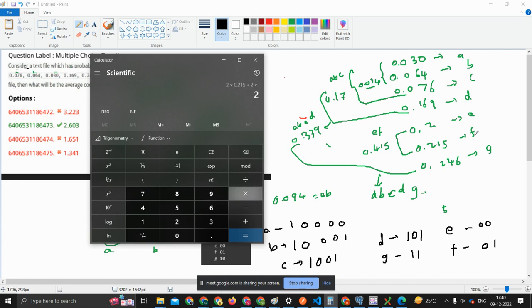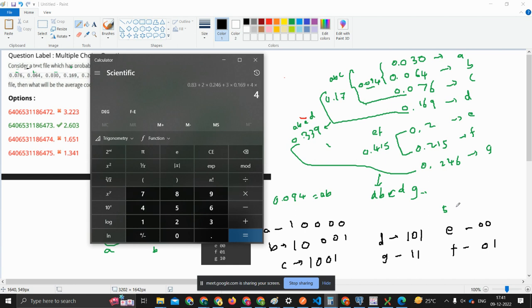Frequency of e is what? 0.2. Point two. Okay, and then we'll have what? You are going in this direction. 2 into 0.246. Correct. Go ahead. D, 3 into 0.169. Okay, plus. That was D, right?